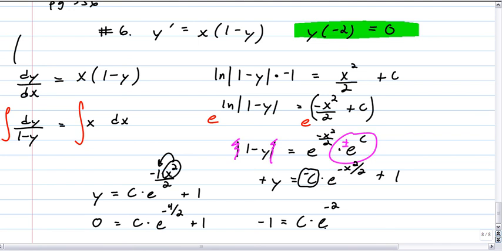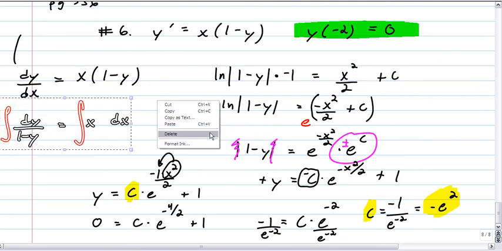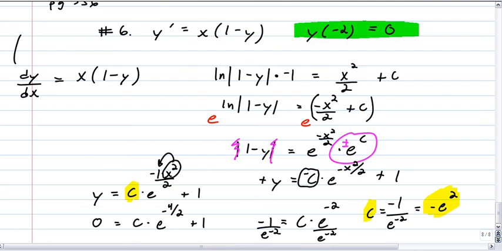So isolate c. You'll divide both sides by e to the negative 2. So you got c equals negative 1 over e to the negative 2, which is negative e squared. Hooray. So this isn't the final answer, but you found c. So that's got to go get plugged back in right here to get your final answer. So you got y equals negative e squared times e to the negative x squared over 2 plus 1.